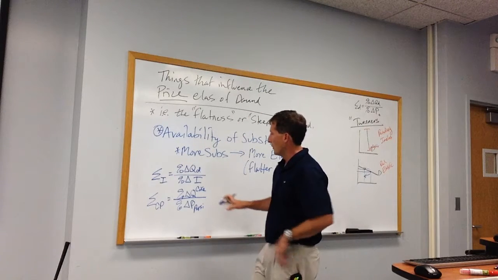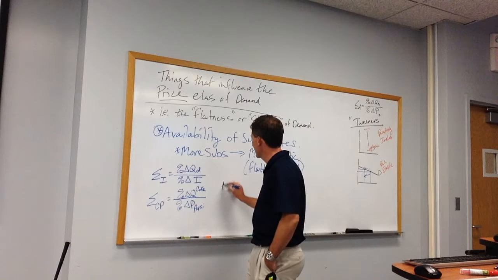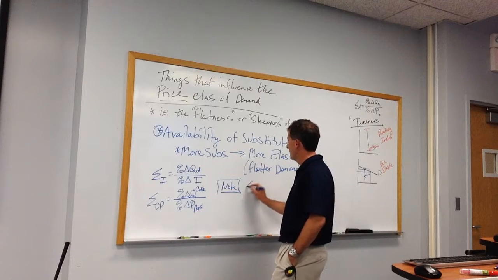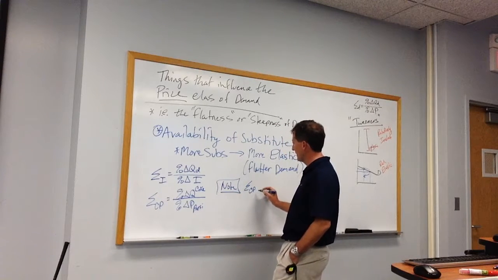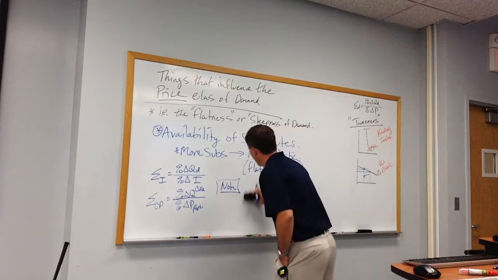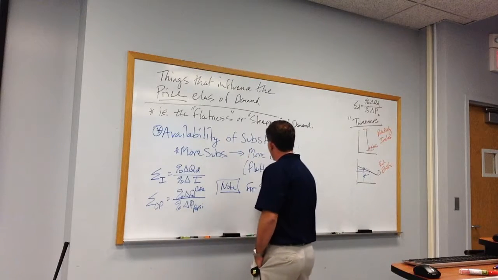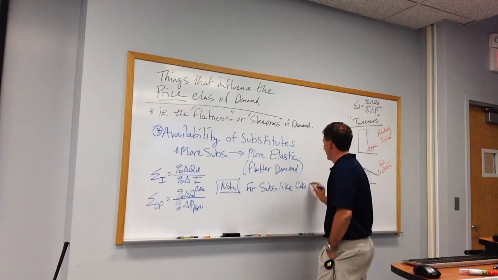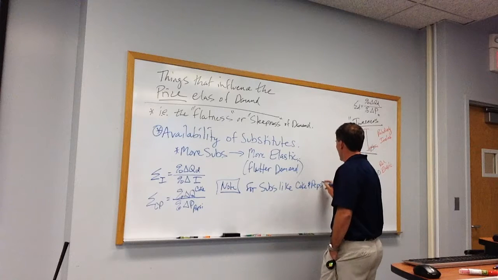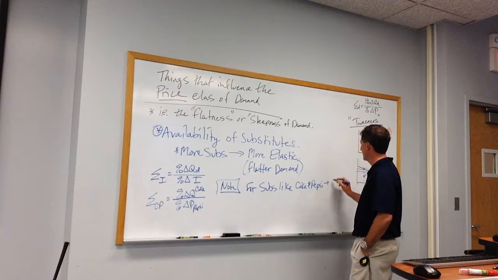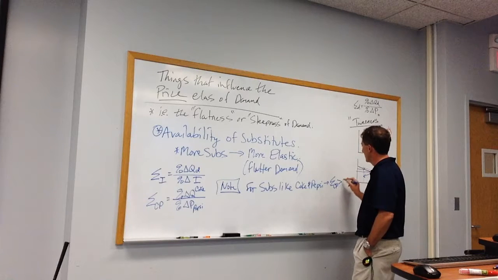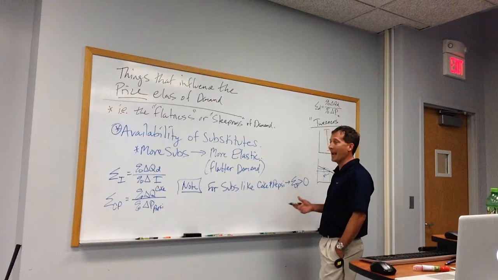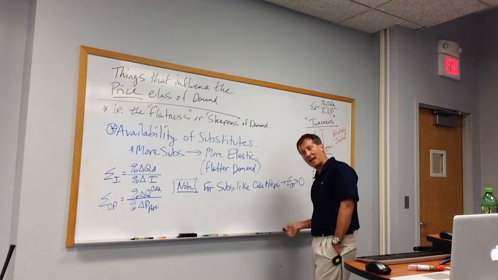So with Coke and Pepsi, I'll put one little extra note here because again, this is something we'll look at later. A cross price elasticity, let me just write that a little differently. For substitutes, like Coke and Pepsi, the cross price elasticity of demand is greater than 0. The number is a positive number. And sign matters.